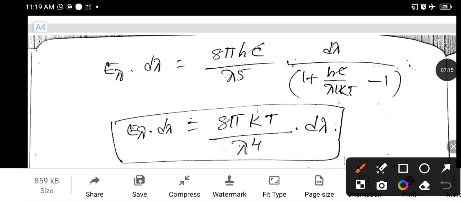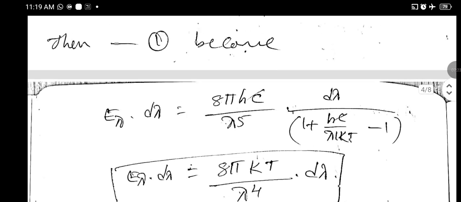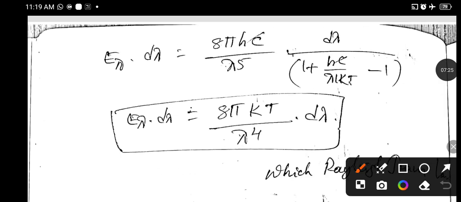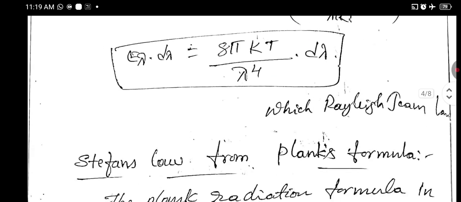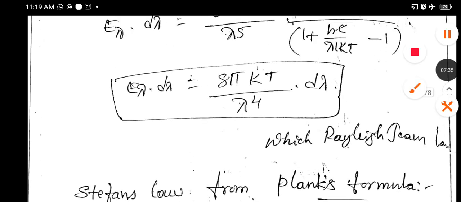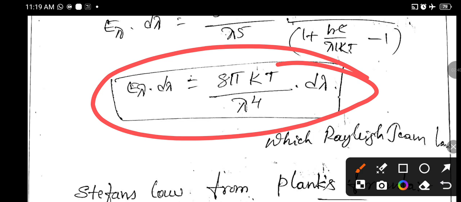Then we get 8πhc/λ^5 dλ, and on simplification, we get 8πkT dλ/λ^4. This is the Rayleigh-Jeans law: 8πkT/λ^4 dλ, which is the Rayleigh-Jeans law.